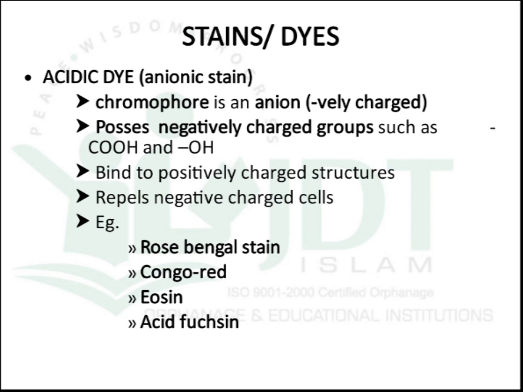It possesses negatively charged groups like COO minus and OH minus, and this part will bind with positively charged structures, and it will repel the negatively charged cells. So examples of acidic dyes are rose Bengal stain, Congo red, eosin and acid fuchsin. So these are the examples for acidic dye. In this, the chromophore is an anion, which is negatively charged and will repel the negatively charged cell.